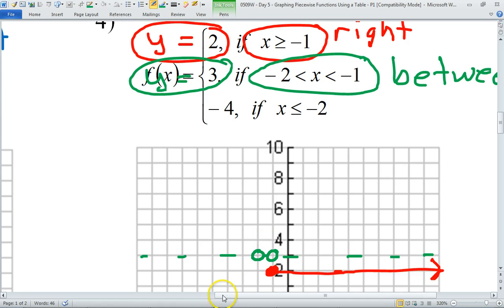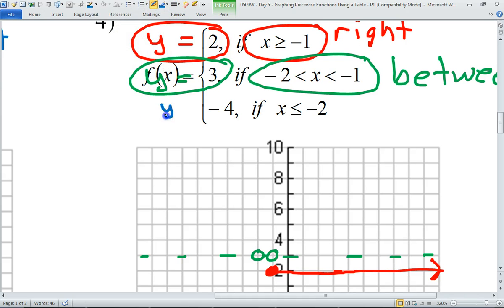Do you understand why I'm leaving both of those as open circles? Why do they both get left as open circles? Nobody knows? Yeah, look at the symbols. Less than, no equal to. Both empty, no equal to. Okay? Now let's do the last piece.